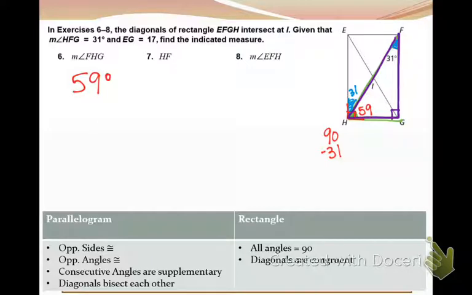So number 8, we're skipping to. It says find the measure of EFH. All right, what do we think the measure of this angle will be? 90. It will not be 90. I highlighted it in this pinkish color. What is the measure of the entire angle? 90. What's 90 minus 31? We just found it. 59. So this angle is 59 degrees. So 6 and 8 are 59 degrees.